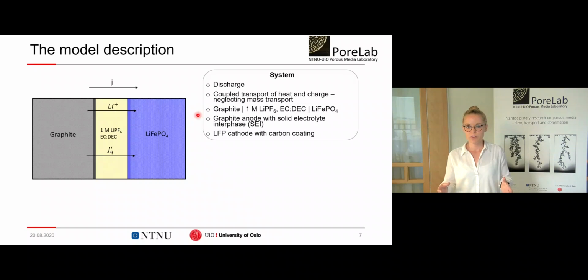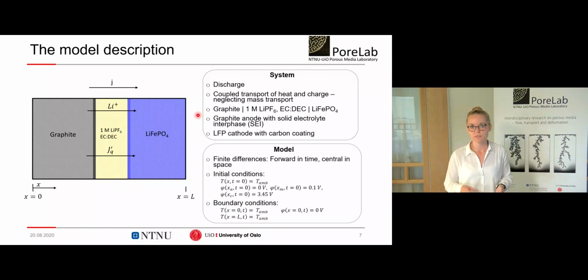So as I already said, we have this SEI layer on the graphite anode, and we consider this SEI to be our anode surface. For lithium iron phosphate, it is very common that the particles are coated with carbon to increase conductivity. So we're assuming that our cathode surface consists of carbon.